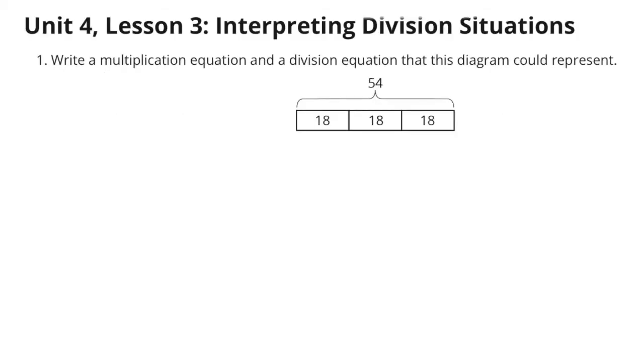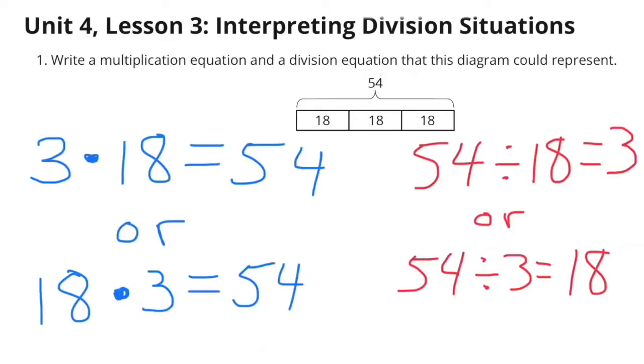Number 1. Write a multiplication equation and a division equation that this diagram could represent. 3 times 18 equals 54, or 18 times 3 equals 54. 54 divided by 18 equals 3, or 54 divided by 3 equals 18.